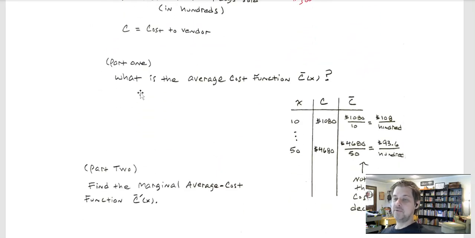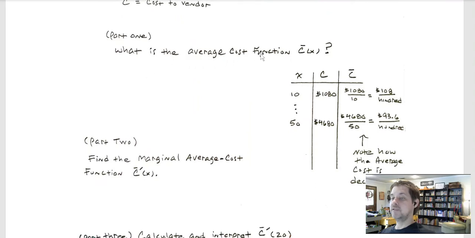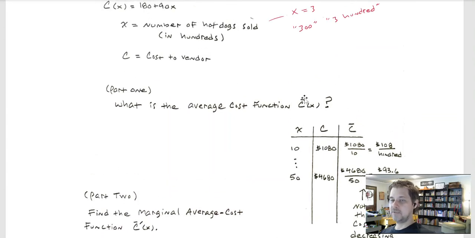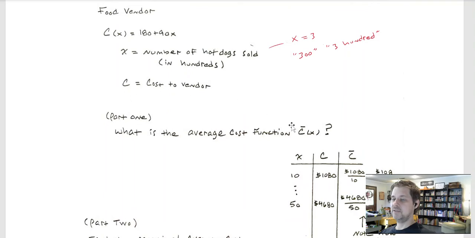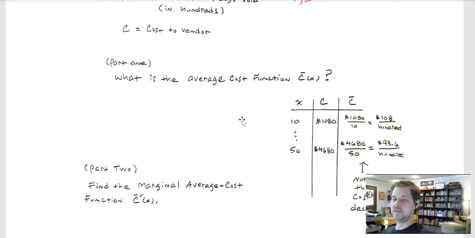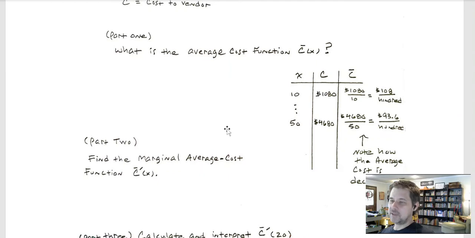Let's say part 1 is: what is the average cost function? In economics, when we have average anything, we normally put a bar above it. So if C is the cost of the vendor, then C bar, C with a bar above it, is the average cost function. Well, what would average cost mean?